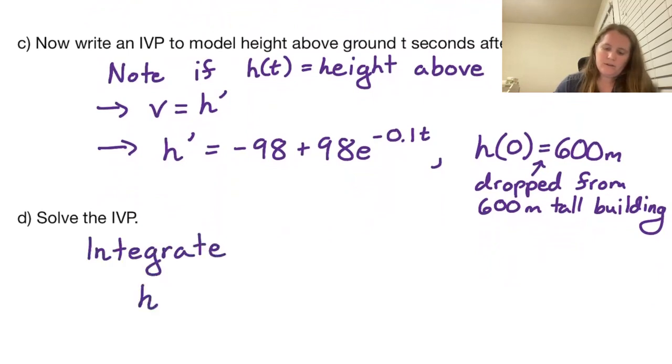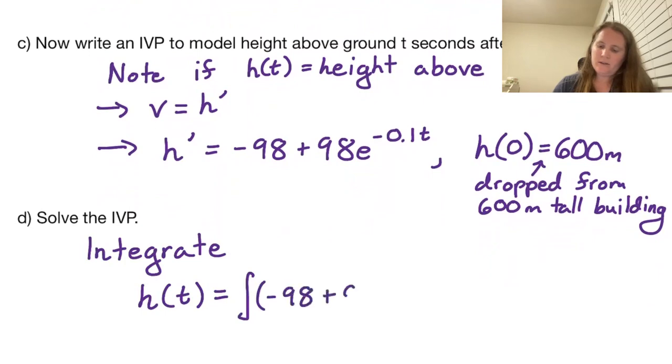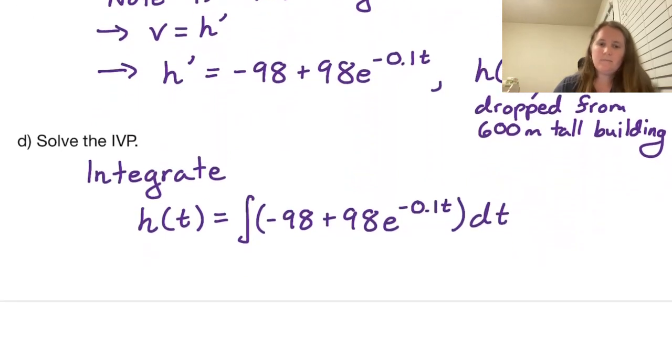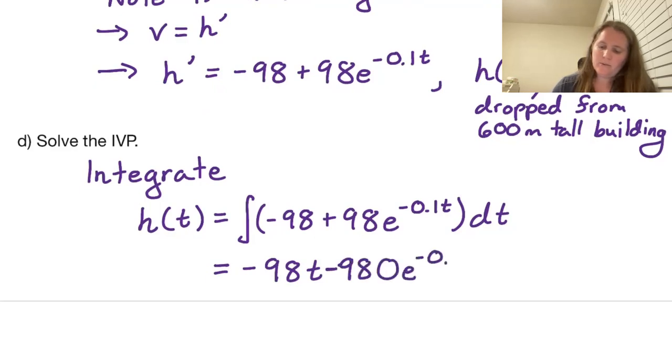And we get that h of t is simply the integral of negative 98 plus 98 e to the negative 0.1 t dt. Taking this integral, we have negative 98t. Then we would have plus 98 divided by negative 0.1 becomes minus 980 e to the negative 0.1 t plus c.